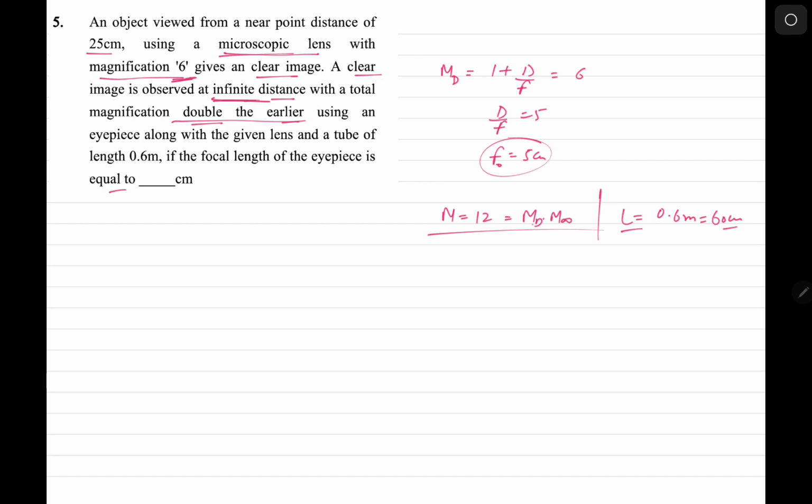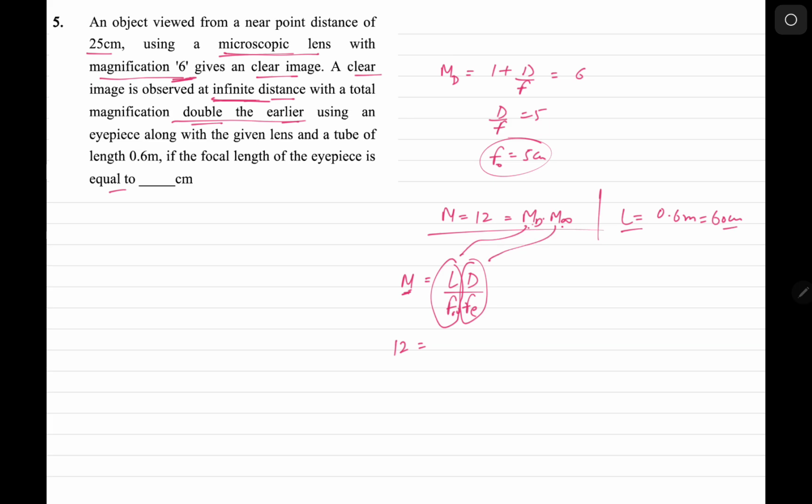See, this question will have to use this formula. The total magnification is L into D by FO into FE. This is the magnification when we are using both the lenses, and this is double the earlier, so this value is given as 12. That is L by F naught and D by FE. So this is the total magnification: MD, M naught, M infinite.